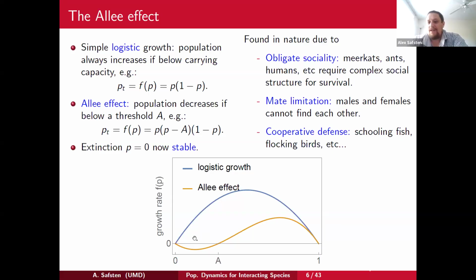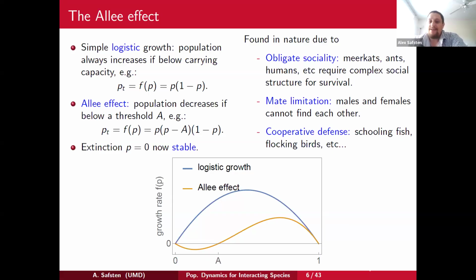There are a few reasons biologically why this might happen. Some animals have obligate sociality, which means that they must live in large social groups. Think ants and meerkats, even humans. And if we reduce the population enough, the social structure that they depend on to live isn't there anymore, and the population will die, even if we do still have a few of the individuals left that could potentially breed.